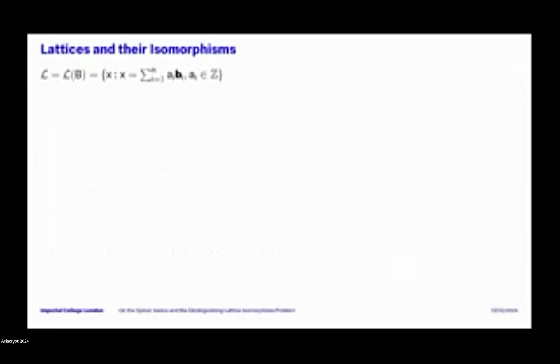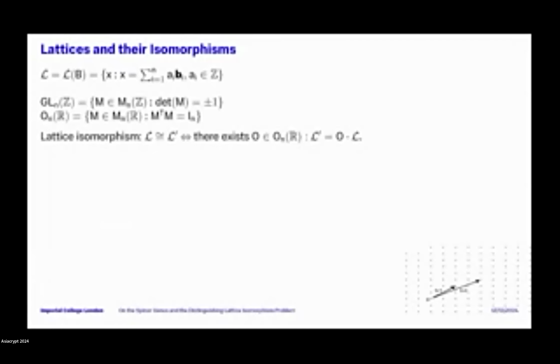So what is a lattice? Well, a lattice is an integer linear combination of some basis vectors b_i. We can put these b_i as the columns of some matrix capital B and then represent lattices with such a basis. You can see an example of a lattice in the bottom right-hand side of the screen.